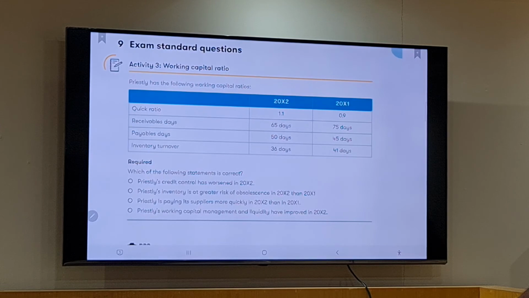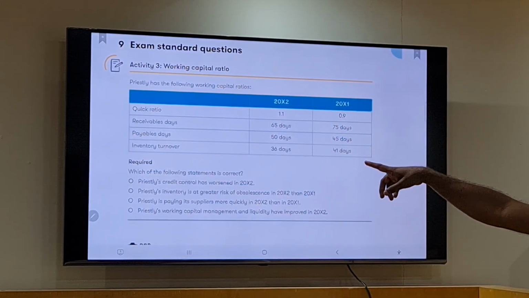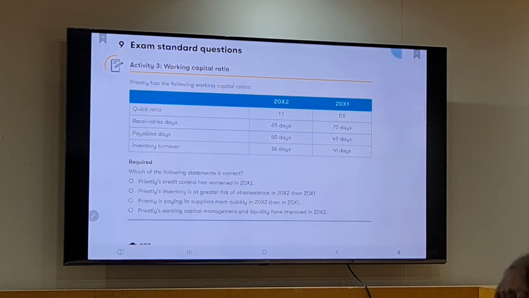P company has the following working capital ratios. By the way, working capital is equal to current assets minus current liabilities. Now we have the quick ratio, another name for the acid test ratio, receivable days, payable days, inventory turnover. Which of the following statements is correct?